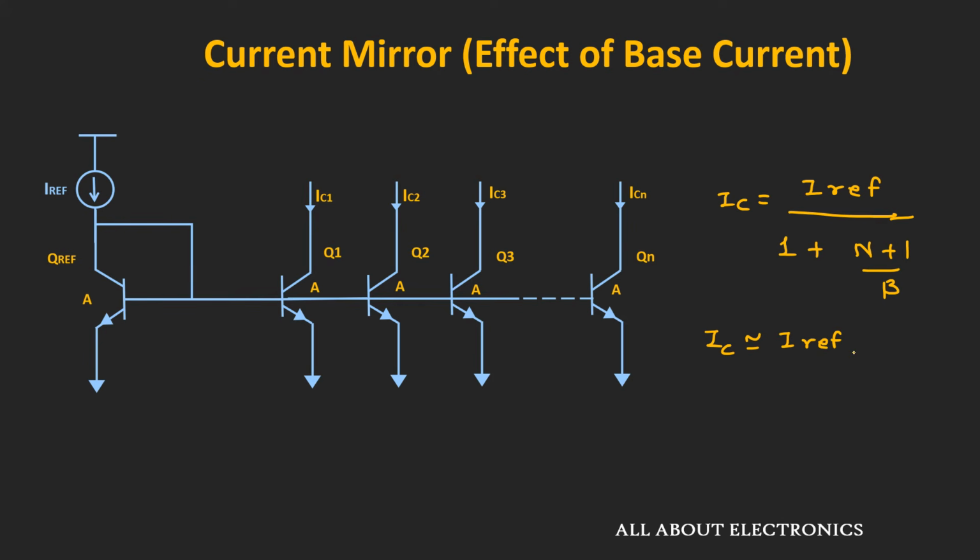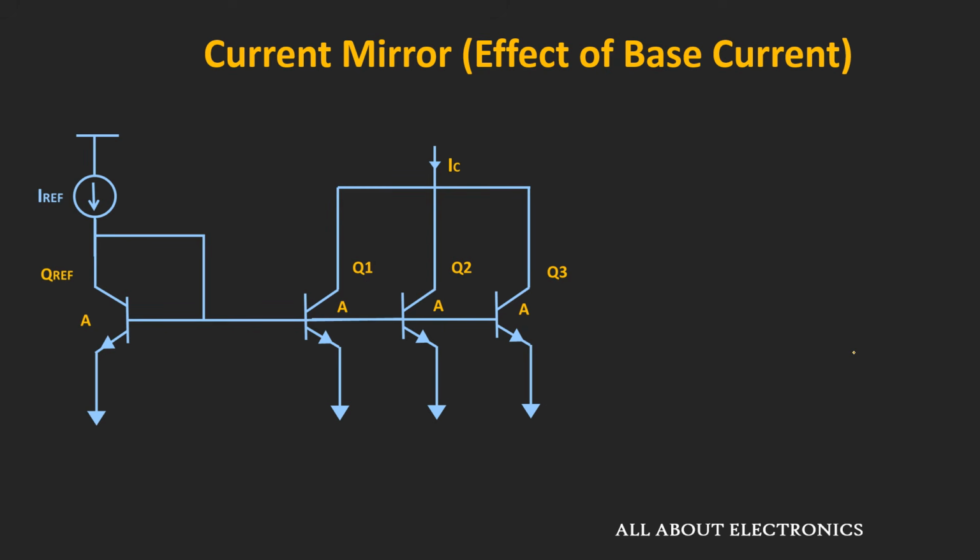Similarly, now let us see the effect of this base current on this circuit. In this case, the collector current through each transistor is equal to IC divided by 3, right? And the same current will also flow through this reference transistor, or to be precise, through the collector of this reference transistor. So here this base current is equal to IC divided by 3 beta, right? That means for the 3 transistors, the base current would be equal to 3IC divided by 3 beta. That means the current through this branch is equal to 4IC divided by 3 beta.